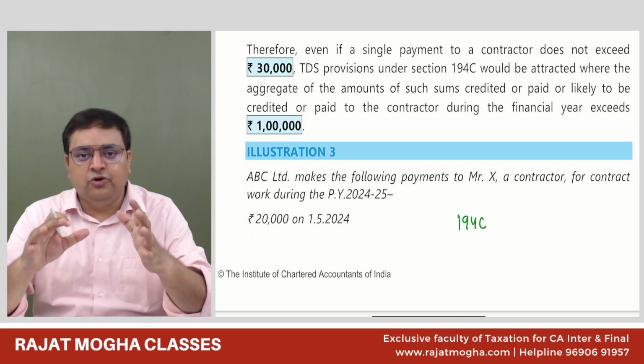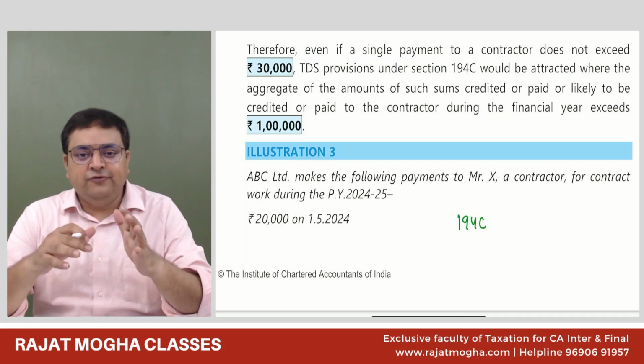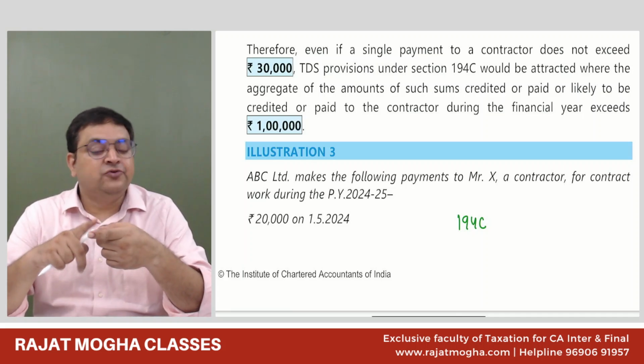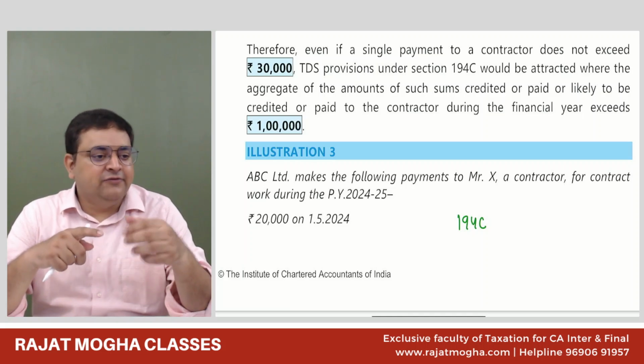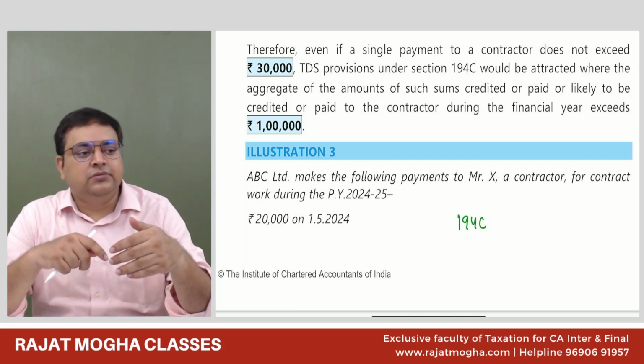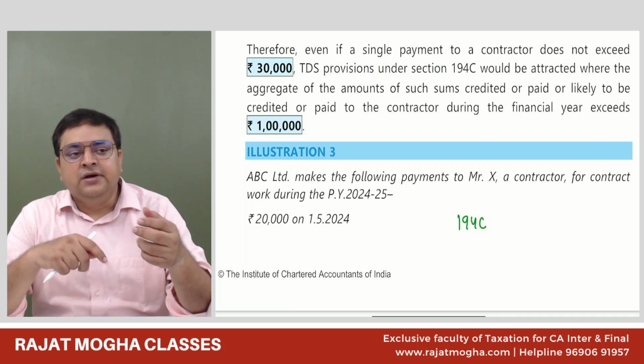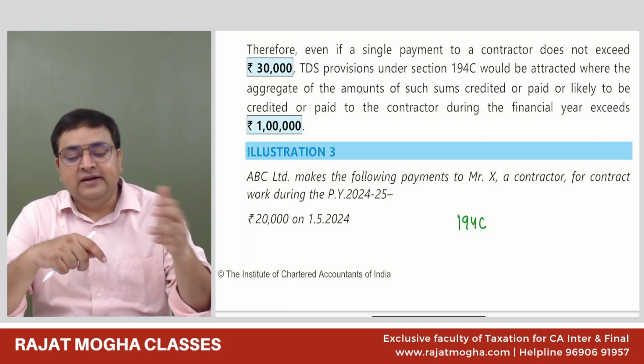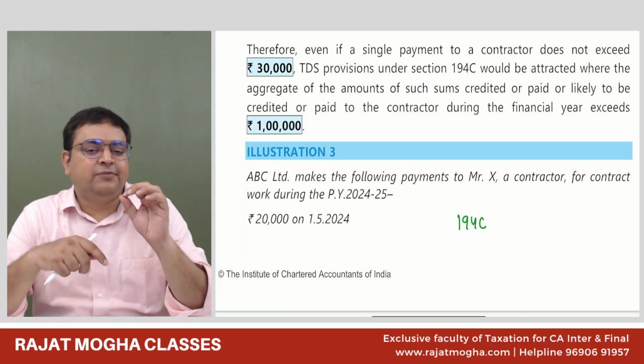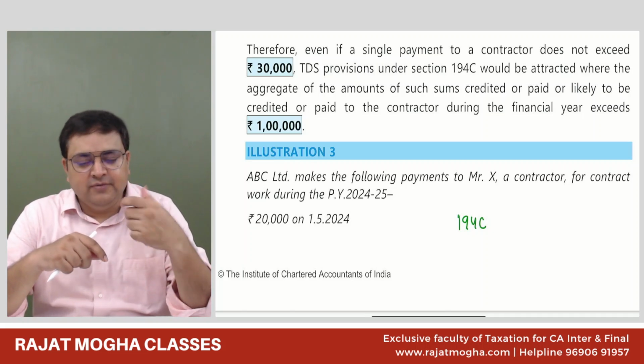Are you able to recall this provision? Yes, sir. First of all, 194C is not for personal contract. So let's say, for example, you are giving a contract to a builder or construction contractor to get your house constructed. That is personal in nature. 194C is not for personal things. It is for business nature.